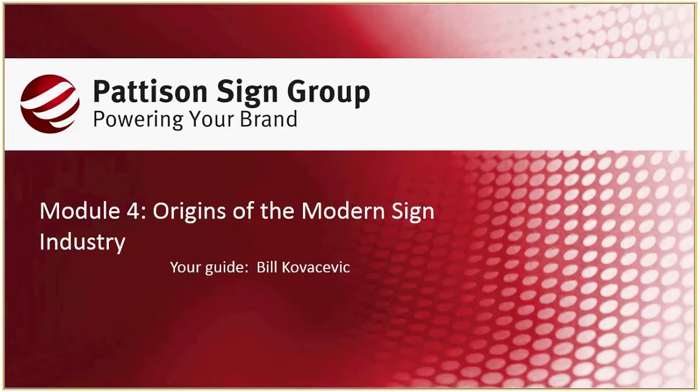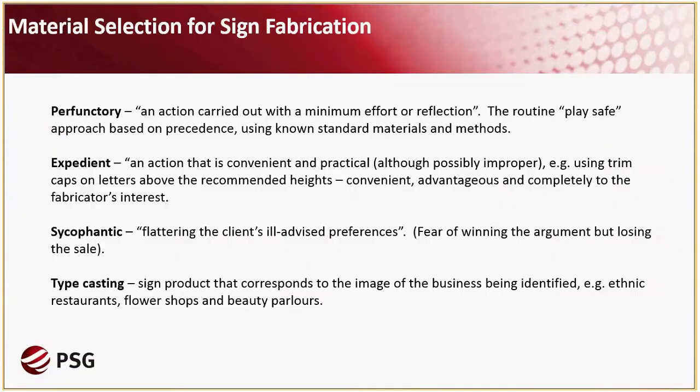It's on the origins of the modern sign industry. The sign industry and the material selection in our industry is one of the most difficult and the more problematic of all functions that we have in producing signs. And the industry at large has four basic approaches to it, and it's done with a little bit of humor in here, but it can be perfunctory, expedient, sycophantic, and of course there's typecasting.